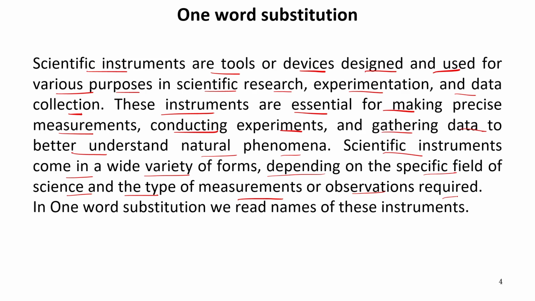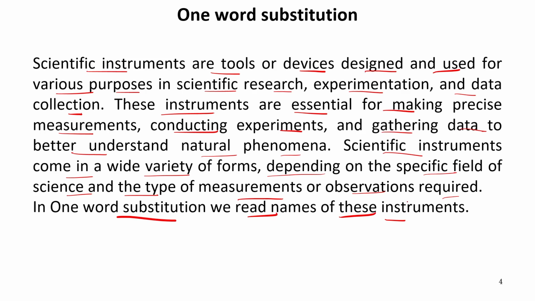measurements or observations required. So, scientific instruments are the instruments which are used to calculate something, to measure something, to measure density, to measure mass, to measure wavelength, and there are many other purposes for scientific instruments. So in this session, we are going to discuss several names of different scientific instruments which are used for various purposes. So in one word substitution, we read names of these instruments.